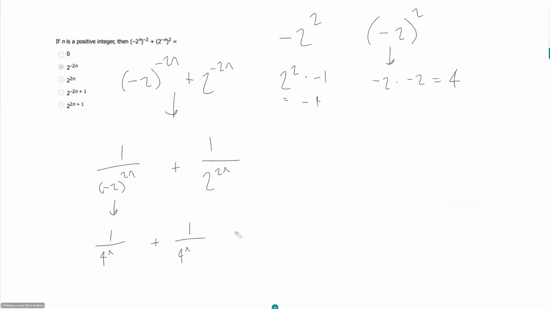So now I can add these two guys together because I have a common denominator, and this is just 2 all over 4 to the n, which isn't an answer choice, but we're not done simplifying because that is 2 over 2 squared to the n, so 2 to the 2n.